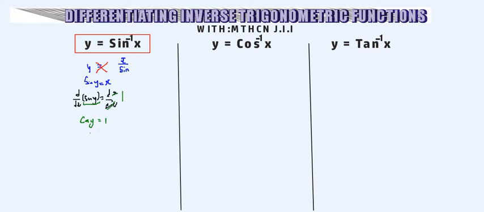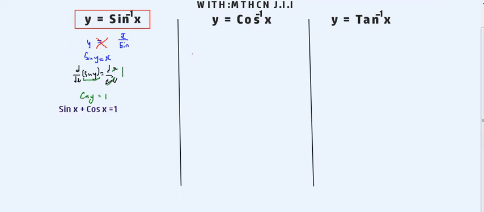Now the next thing is to remember your trigonometric identities. There is a trigonometric identity that states that sine x plus cos x is equal to 1. But since we're dealing with y over here, we can decide to change this from x to y. It is the same thing. I just want to show you that you can easily manipulate this from here. It is the same thing as sine y plus cos y is equal to 1.